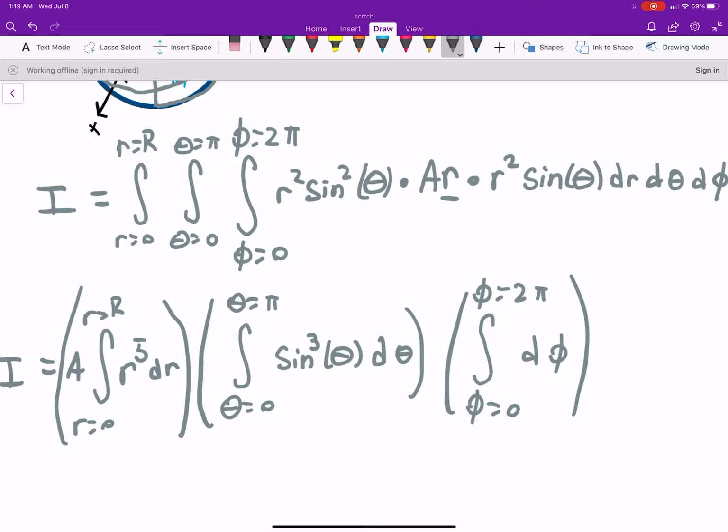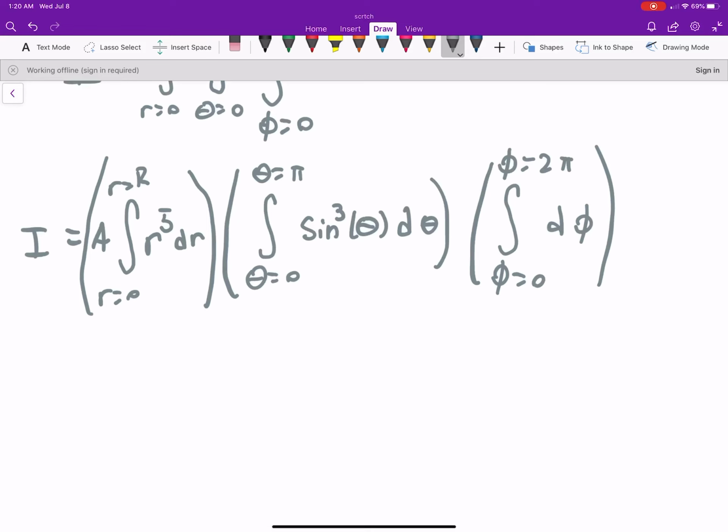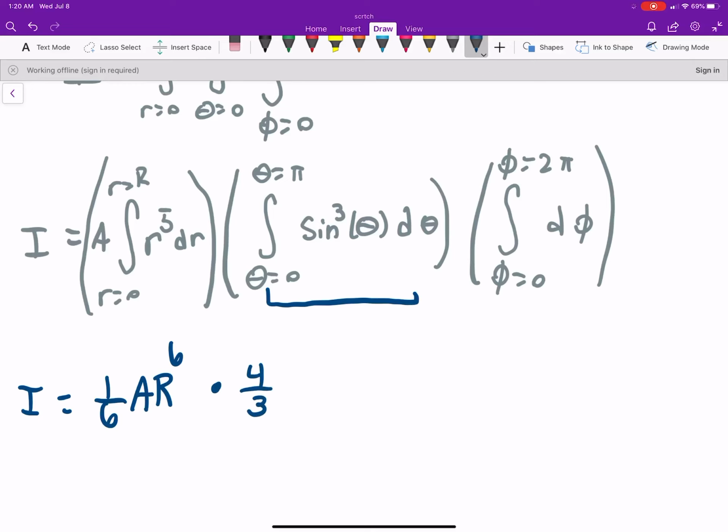So we took this triple integral, and this is a pretty easy triple integral in the grand scheme of things. You can think of it as just 3 integrals in this case. Usually they're not always this easy, but in this case it is. So let's go ahead and actually do these. This will be 1/6 A R to the 6. This one, I just threw in a calculator, but it's going to be 4/3.